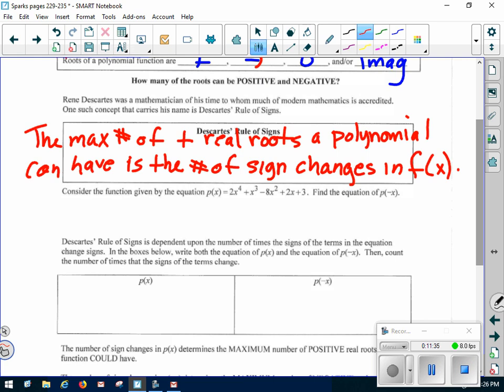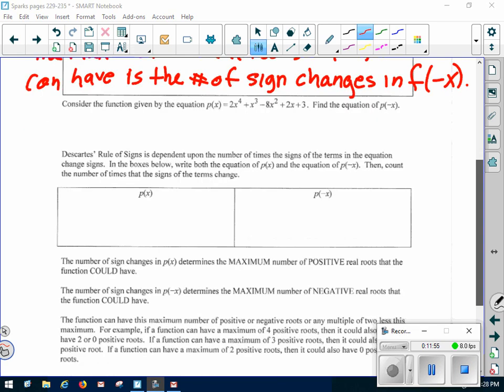Now the other thing you're going to write, the maximum number of negative real roots a polynomial function can have is the number of sign changes in f of the opposite of x. So those are the two things you need to put in that box. Now let's talk about what in the world all that means.